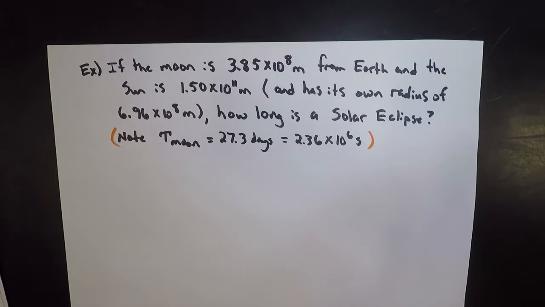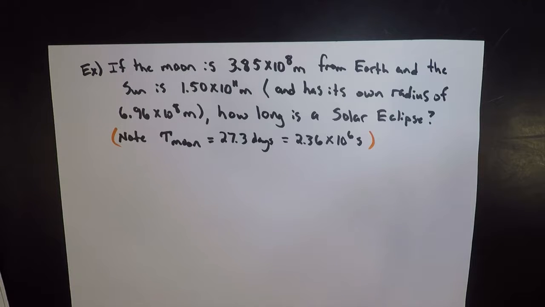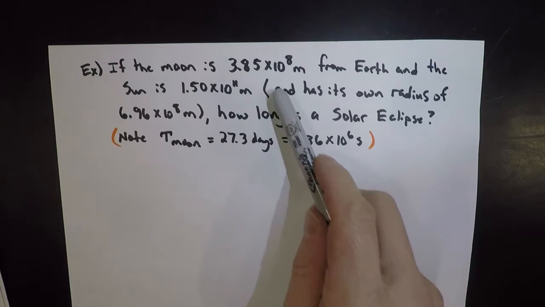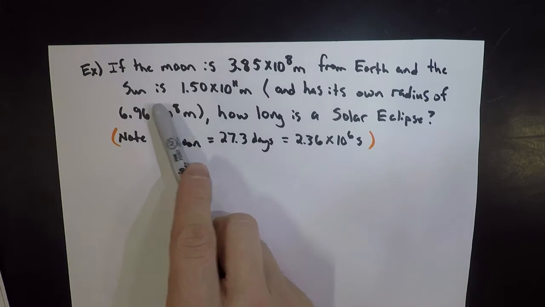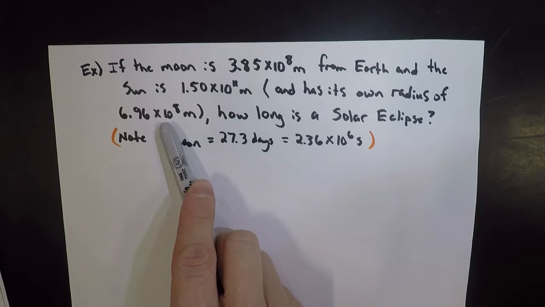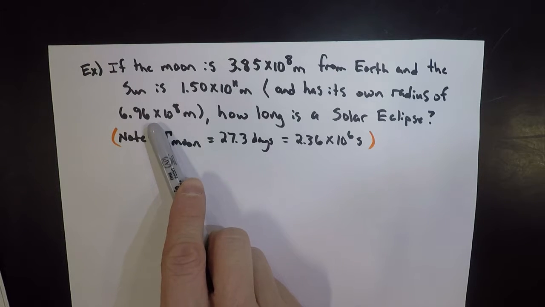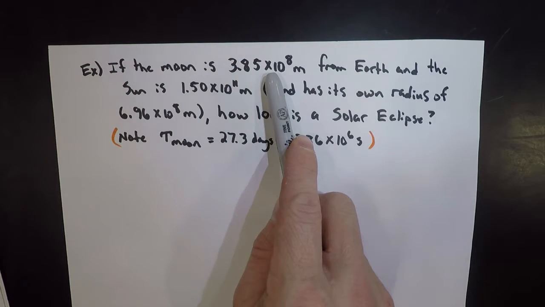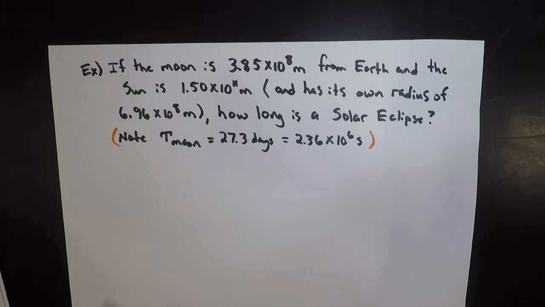All right, let's tackle a little more challenging problem that deals with angular displacements and speeds. So let's look at the idea of an eclipse. If the moon is this big distance from the Earth, and the sun is a much bigger distance from the Earth, and has its own radius, which interestingly, the radius of the sun is bigger than the Earth-Moon distance. The sun is a big object. How long is a solar eclipse?